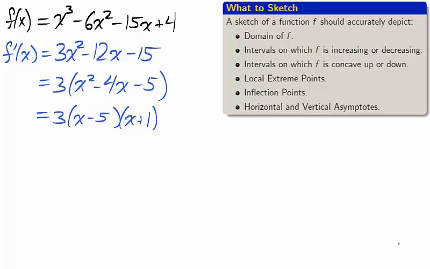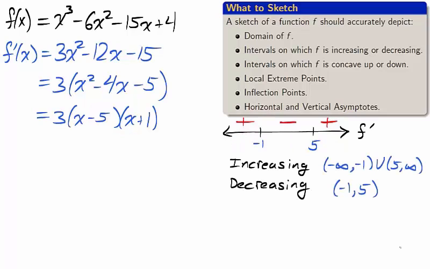A polynomial is differentiable at all points, so x equals 5 and x equals -1 are the only critical numbers of f. We divide the number line into intervals using the critical numbers, and we use the test points 6, 0, and -2 to determine if the derivative is positive or negative on these intervals. Using the increasing-decreasing test, we find that f is increasing from -infinity to -1 and 5 to infinity, while f is decreasing from -1 to 5.